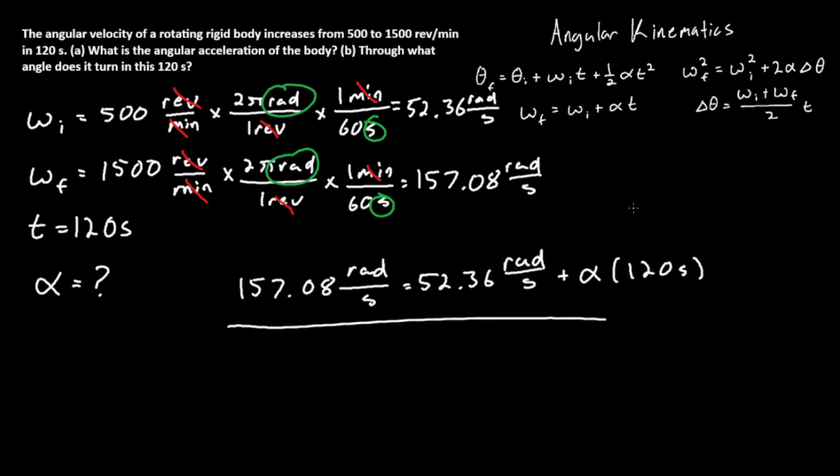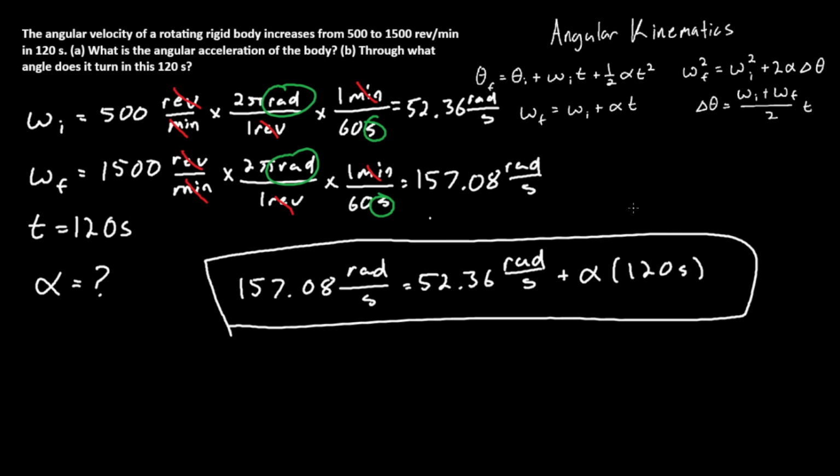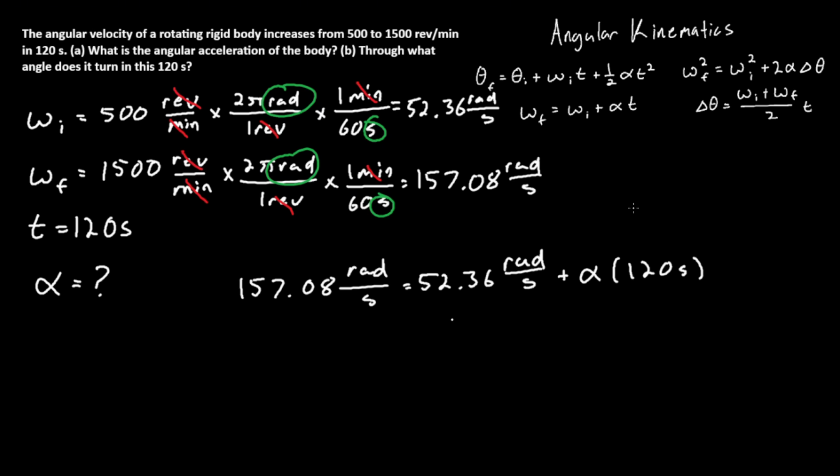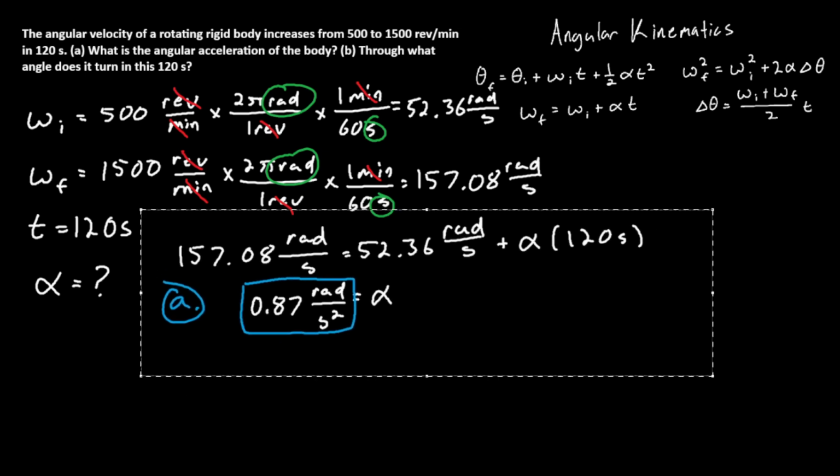I have set up the equation right here. And in doing a little bit of algebra, once you isolate alpha, you get an angular acceleration of 0.87 radians per second squared. So quite the slow angular acceleration, I'd say. But we've solved for part A.